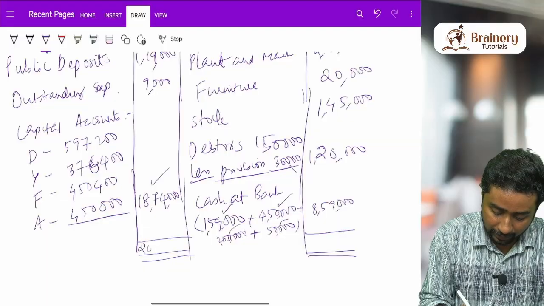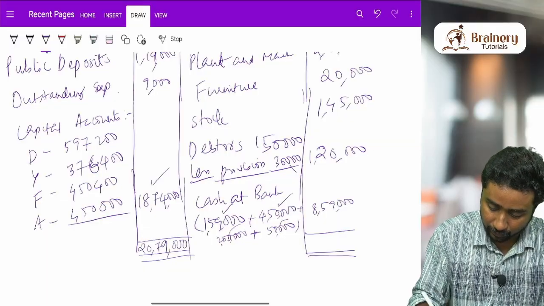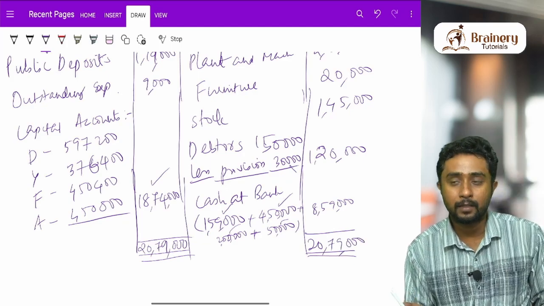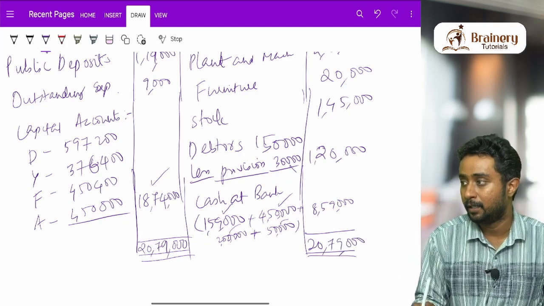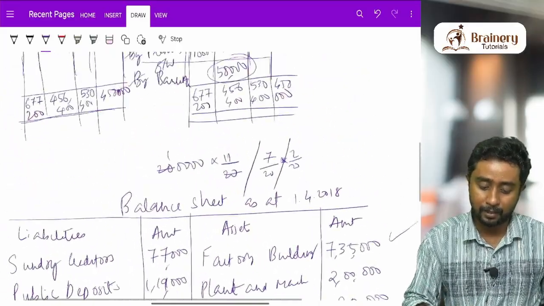So when you add it, you will get 20,79,000 as the total.